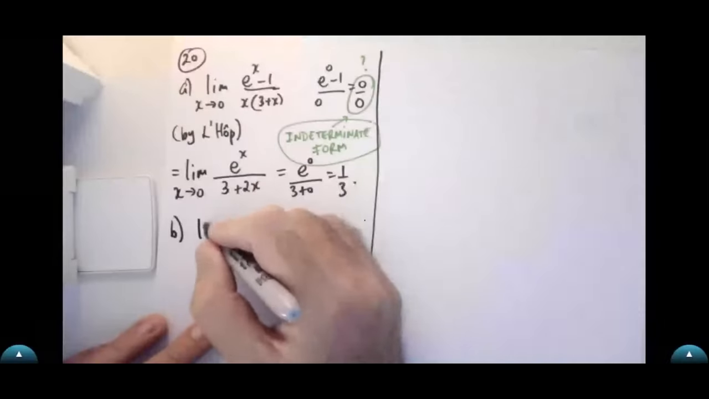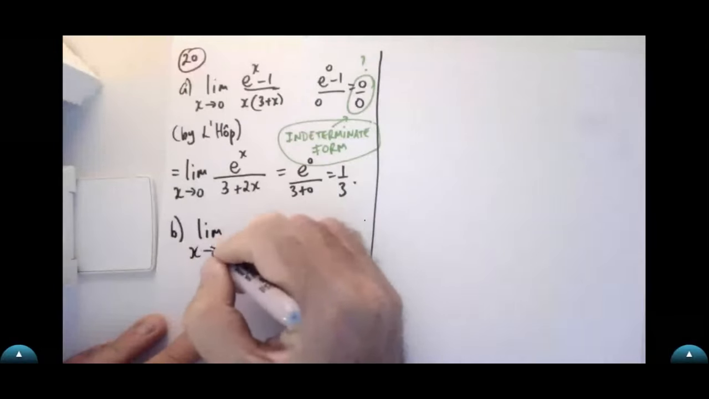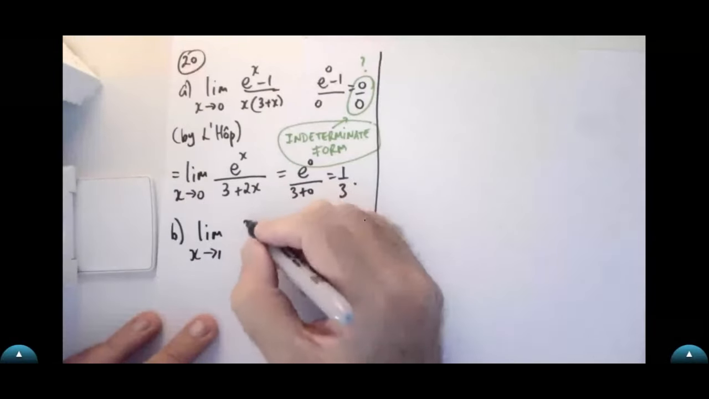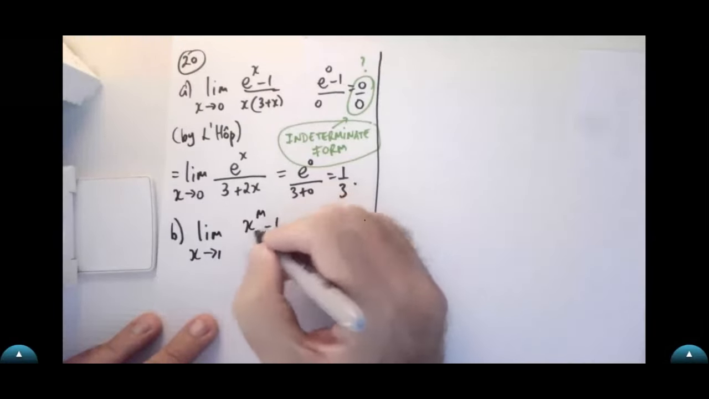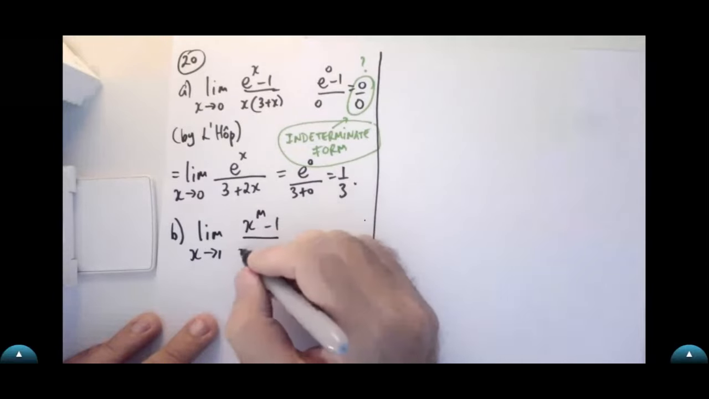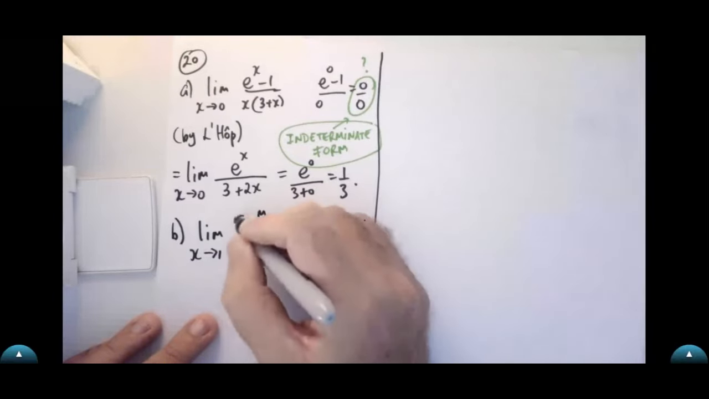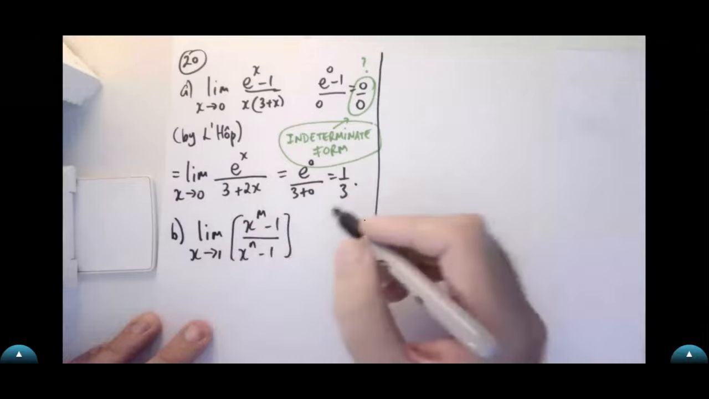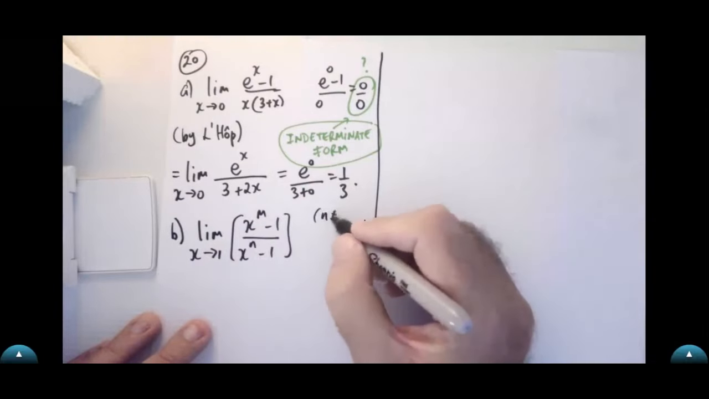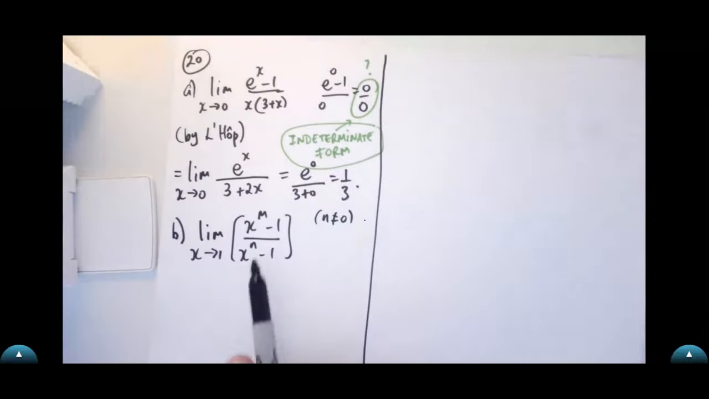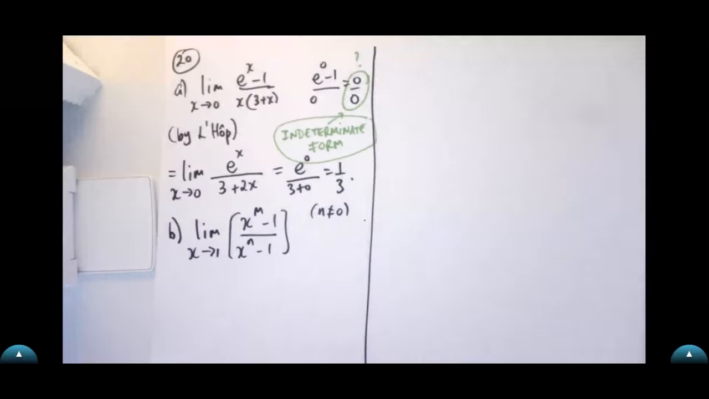So let me go back to my document camera. It is something like this. And here n is not equal to 0. The reason that n is not equal to 0 is because otherwise this will be undefined. So I think that's why they have it there.